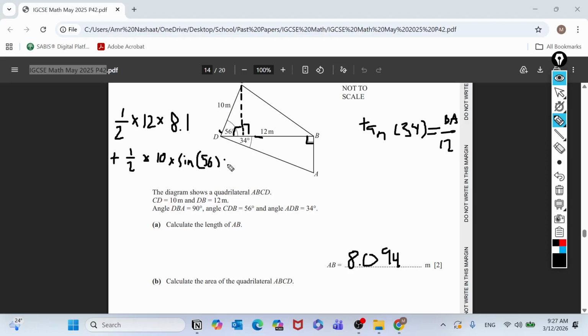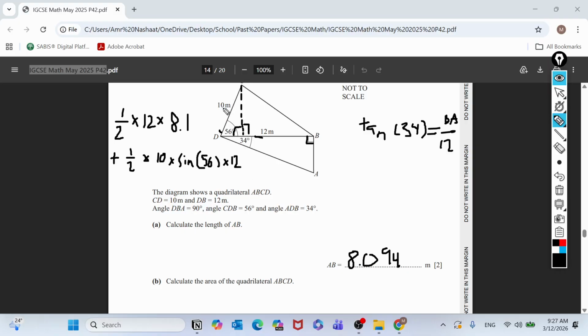56 times 12. You don't need to memorize the included angle formula, 1 over 2 base times height times sine of the angle. Just look at it like this: this is going to be the height, perpendicular to the base. It makes a small right triangle in here, so you can use SOHCAHTOA, opposite over hypotenuse.